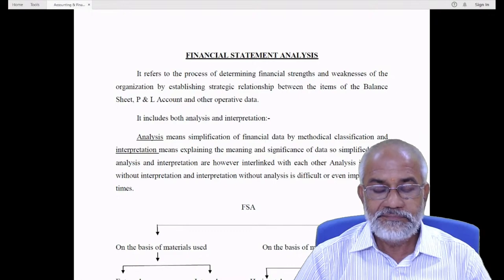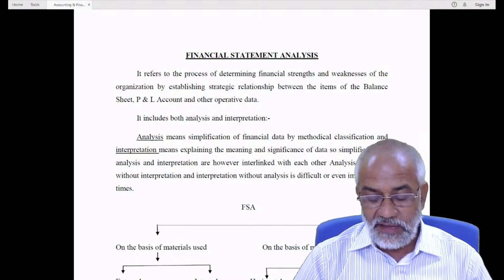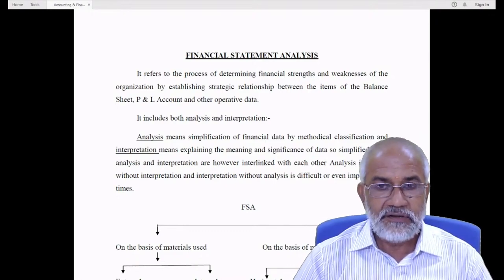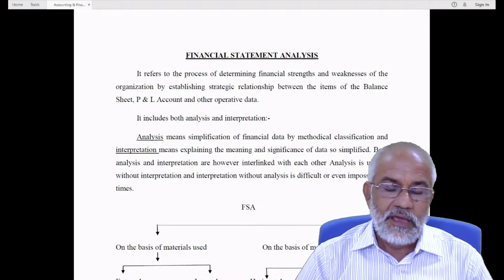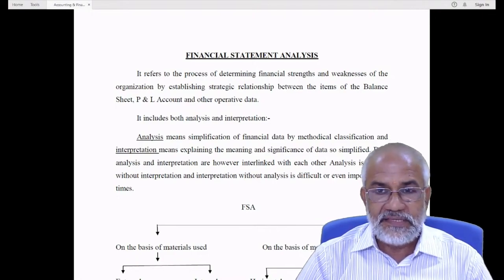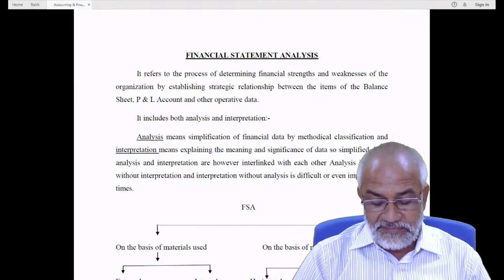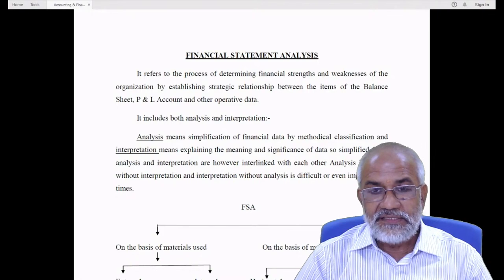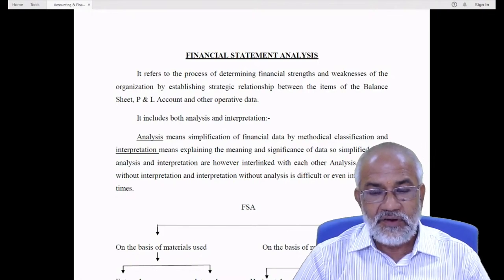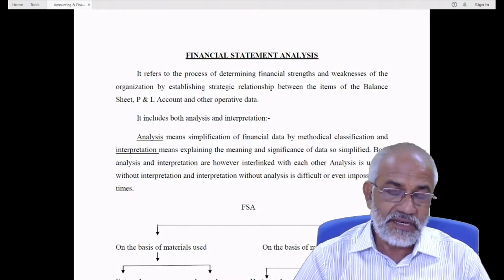Afternoon, everybody. Today, our discussion will be concentrated on Block 4, and Block 4 is titled Financial Statement Analysis. Financial statement analysis means we need to analyze the financial statement of any business house or any business organization.